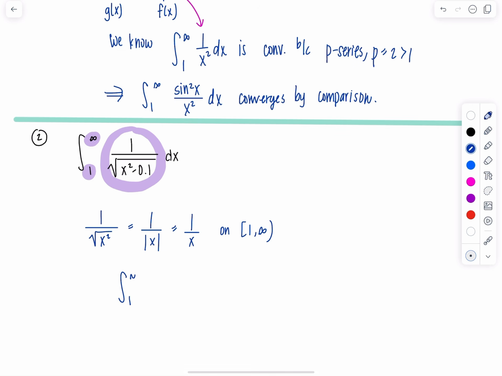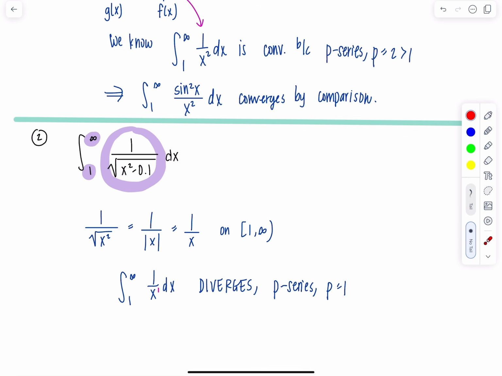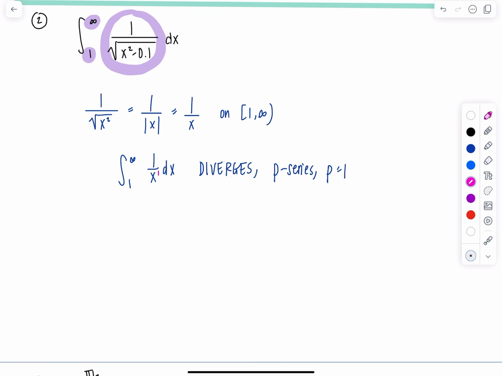Now, what do we know about 1 over x? Well, the integral from 1 to infinity of 1 over x dx diverges. Why? Because it's a p-series, p equal to 1. The exponent here is a 1, right? We don't write it. P-series only converge if that exponent p is greater than 1. Okay, so let's think here. I suspect this improper integral diverges. I have another one that I know diverges. In order to use the comparison theorem, I need to show that this function here is greater than or equal to 1 over x. Can I do it? Let's see. Usually they're written in such a way that you can.